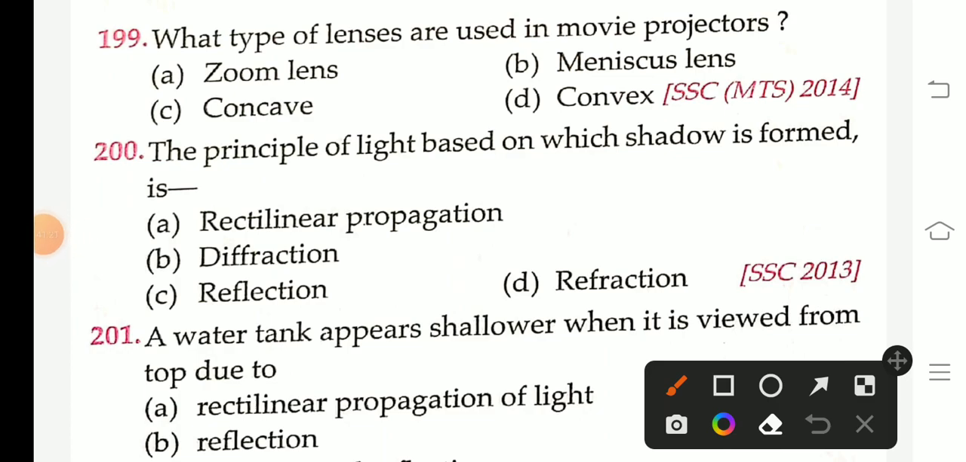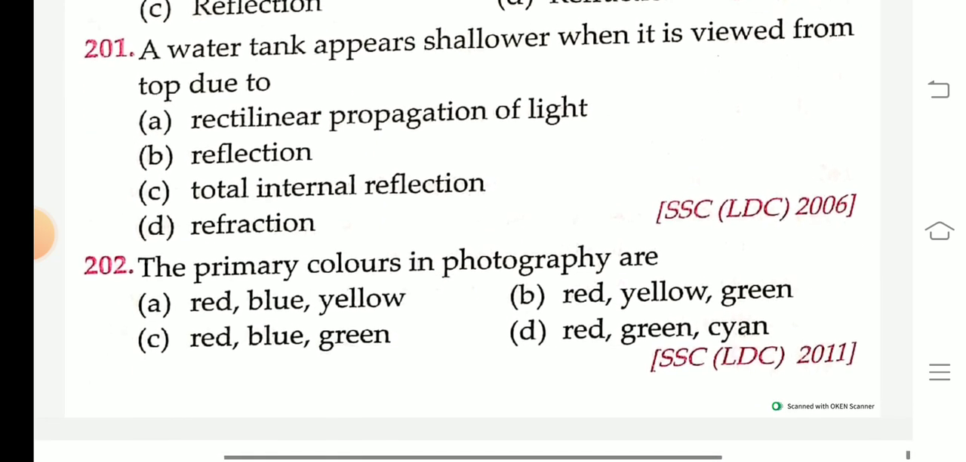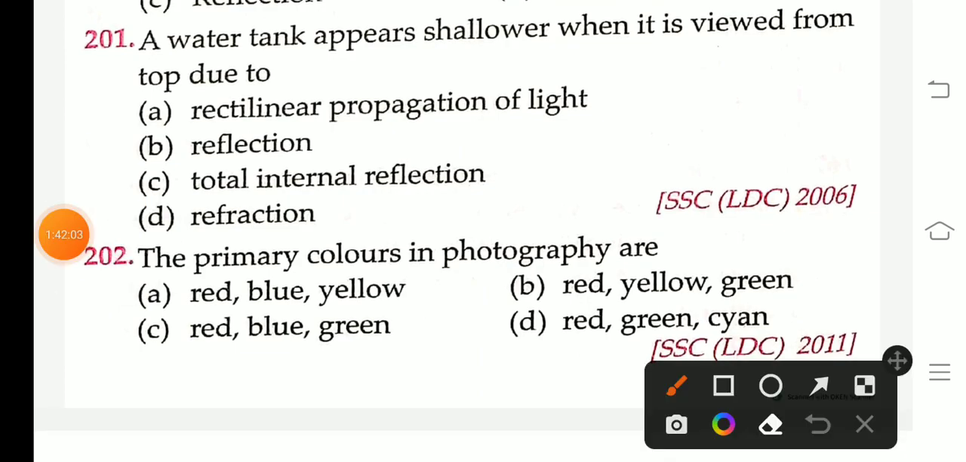What type of lenses are used in movie projectors? Right answer will be option D. Convex. Next, the principle of light based on which shadow is formed is. Right answer will be option A. Rectilinear propagation. Next, a water tank appears shallower when it is viewed from top due to. Right answer option D. Refraction.